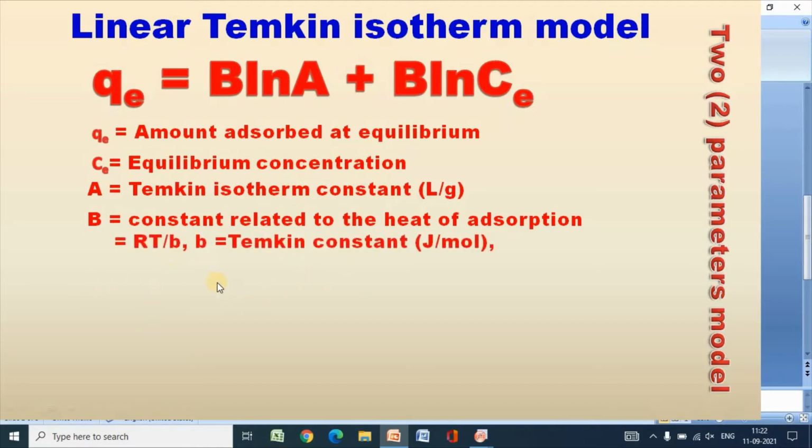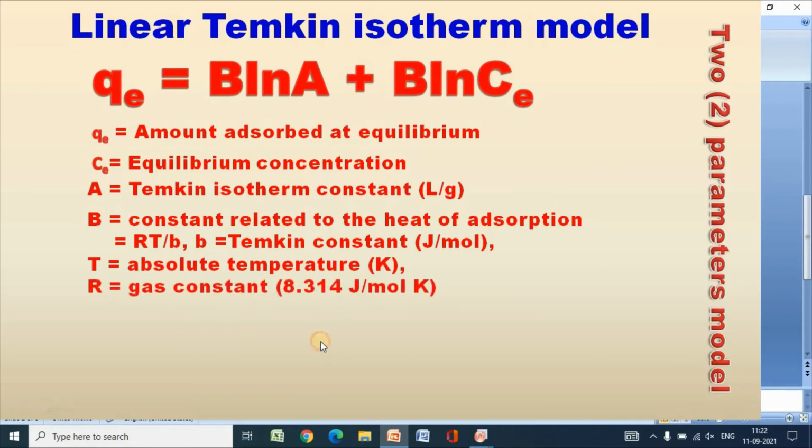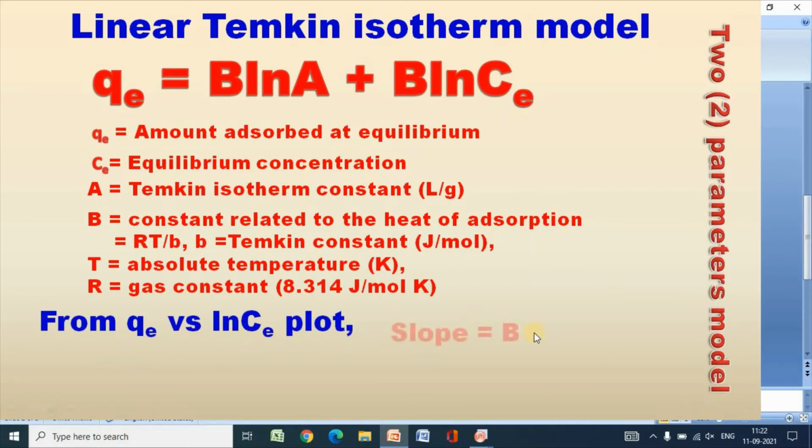which is equal to RT by b, b equal to Temkin constant, T equal to absolute temperature, R equal to gas constant. So, from Qe versus ln Ce plot, we get slope equal to B and intercept equal to B ln A.